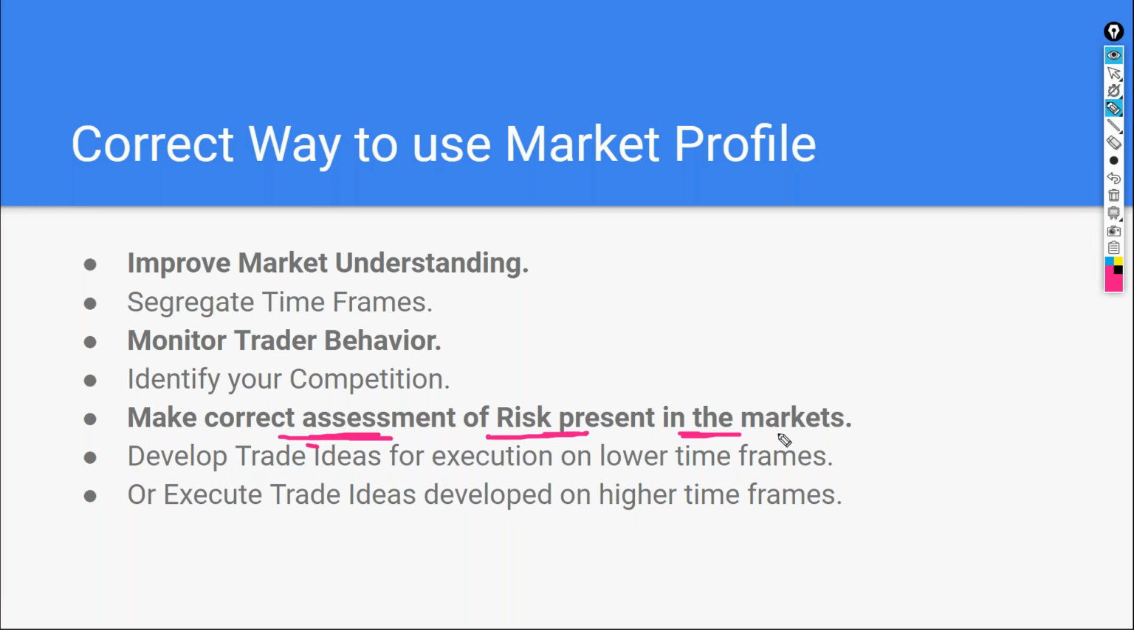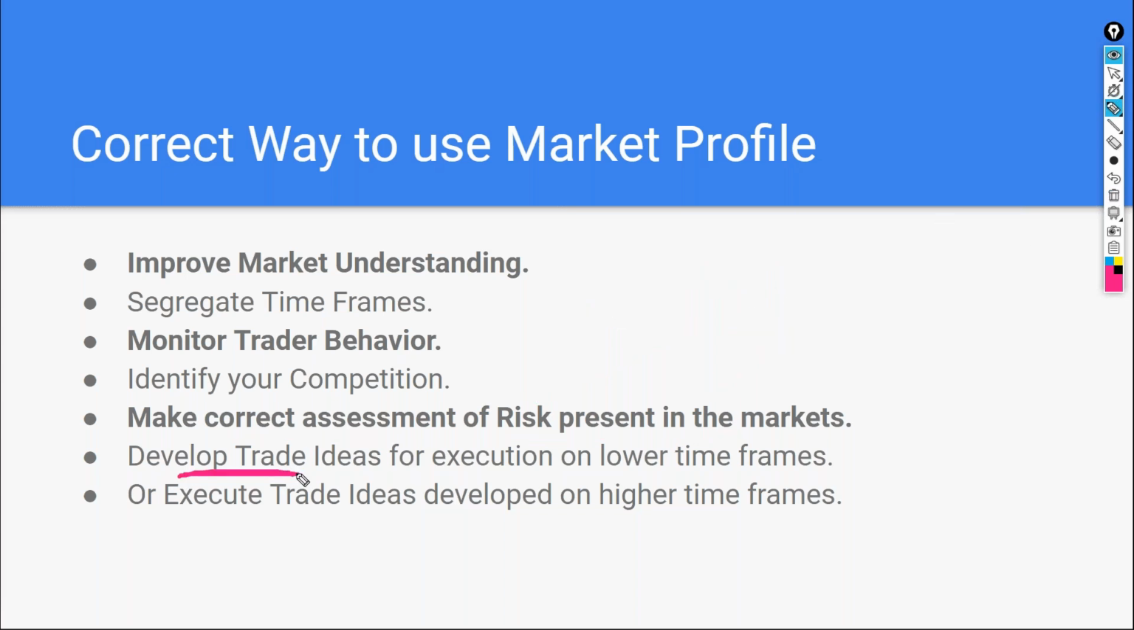All right. Then I use market profile to make correct assessment of risk present in the markets. So we'll look at it a little later. Risk assessment is very, very important. Half the traders are looking for a good entry, half the traders are looking for timing their trades. No one is talking about risk. For them, stop loss is the only definition of risk. Not true. And I'll tell you what exactly assessment of risk means going forward.